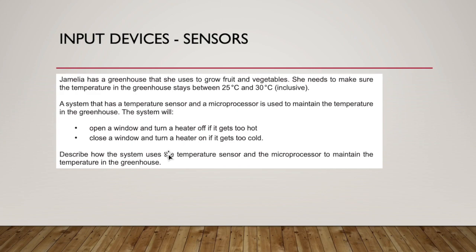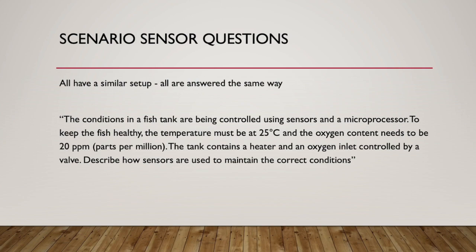It sounds really, really complex, but all of these are exactly the same. Let me explain by showing one more of these. This one is slightly different. It says the conditions in a fish tank are being controlled using sensors and a microprocessor. To keep the fish healthy, the temperature must be at 25 degrees C and the oxygen content needs to be 20 parts per million. The tank contains a heater and an oxygen inlet controlled by a valve. Describe how sensors are used to maintain the correct conditions.